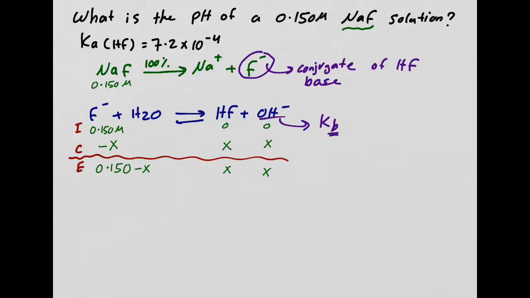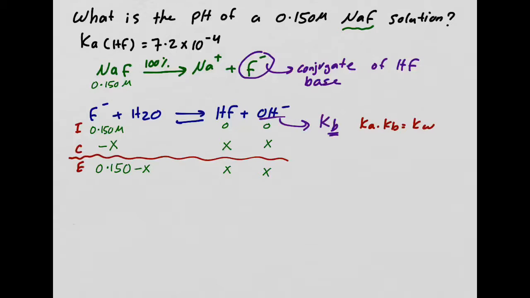Except you know how to convert Ka into Kb, right? Because we said that Ka times Kb equals Kw. You guys follow me so far? Okay. So now we know how to convert this.